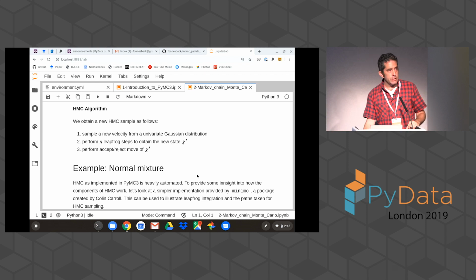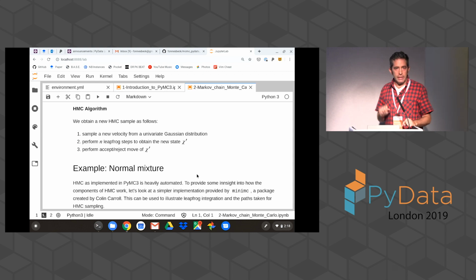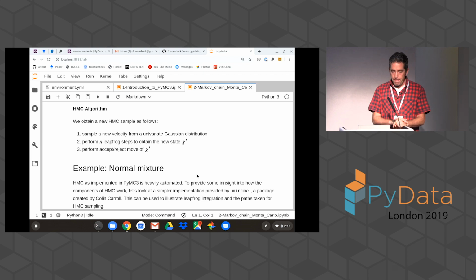What we do is we sample a velocity. How hard are we going to push the skateboarder down the hill or up the hill? We flick it in one direction, and that gives us some momentum. Then we perform a bunch of these leapfrog steps, and at some point we stop. We accept or reject that point, and then we do it again. Okay?